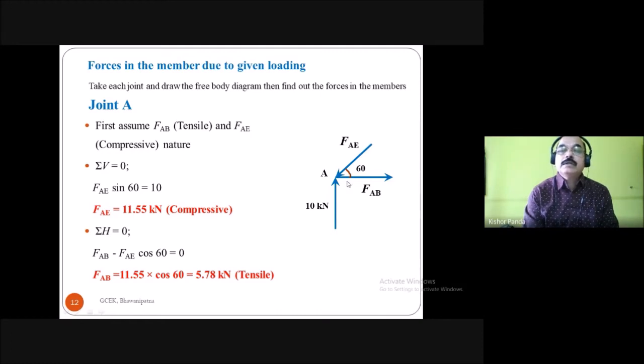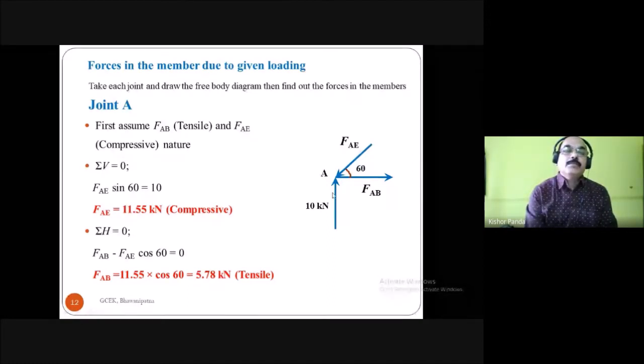So here you see this is the force in the member AB, and here you assumed this is your tensile nature, and the force in the member AE is FAE, and you assumed the force in the member is compressive nature. So compressive means the arrow mark is towards the joint, and tensile means the arrow mark is away from the joint. Then this is the reaction.